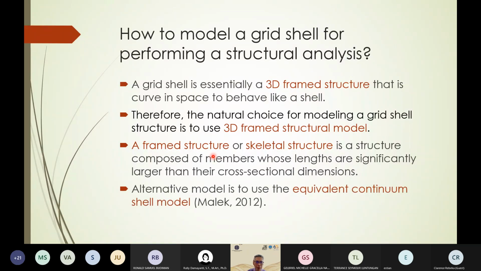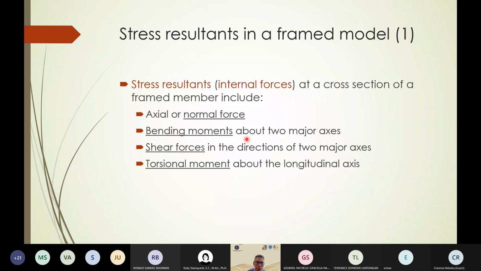Of course, as I mentioned before, there is an alternative model, an equivalent continuous shell model, but I don't recommend it for design. This is just for studying the overall behavior. Okay, so I recommend to use the 3D frame structure model. Okay, let's talk in detail about the 3D frame model.